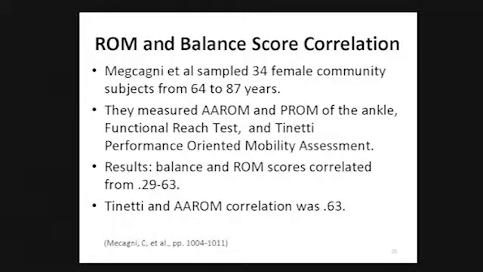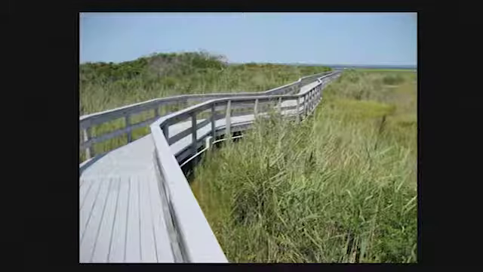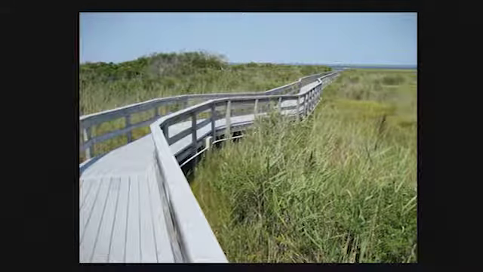Well, McCagney showed that there is a correlation between balance and range of motion scores, anywhere from 0.29 to 0.63. The TNEDI, which is a balance test we'll look at later, performance-oriented medical assessment, correlates quite highly with active assistive range of motion, at 0.63. So we've got a long way to go.